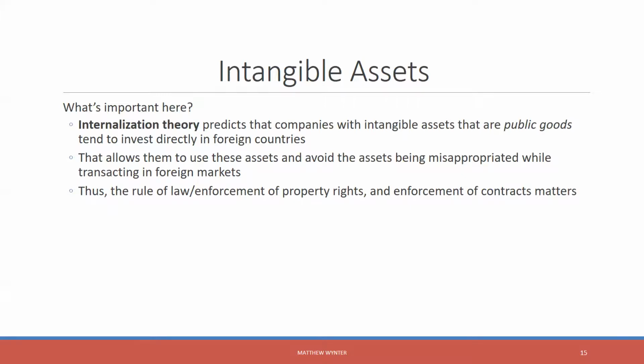So what do we do? Well, internalization theory is going to predict that instead of agreeing to a licensing deal or an arm's length contract, you just go directly to the foreign market and you operate. This would allow them to use these assets and to avoid the intangible asset being misappropriated while transacting in the foreign market. Thus, the rule of law and property rights are important.